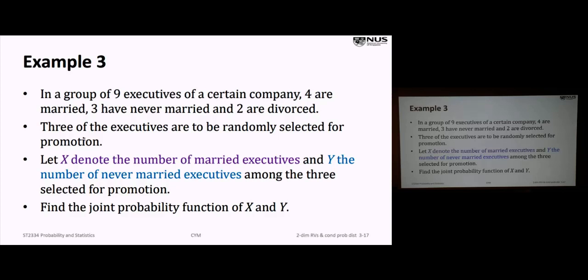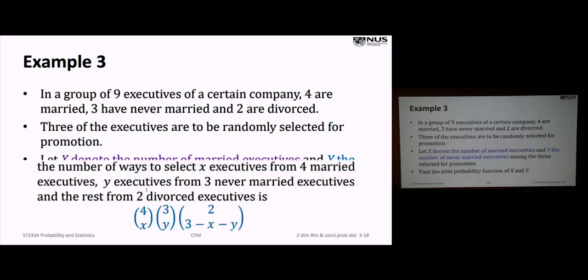In this example, capital X is going to represent the number of individuals that are selected and married, and Y the number of individuals who are selected and have never been married, among the 3. Selected means promotion in this context. And now what we're asked to do is to find the joint probability mass function of the random variables X and Y.